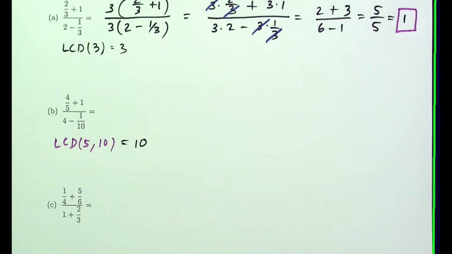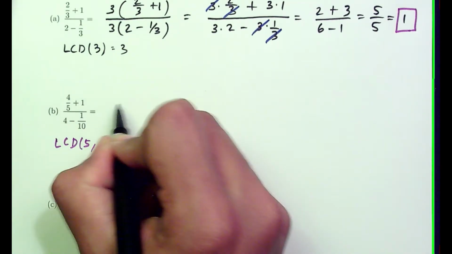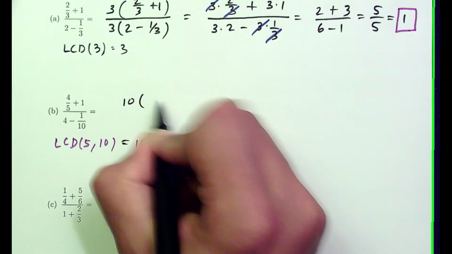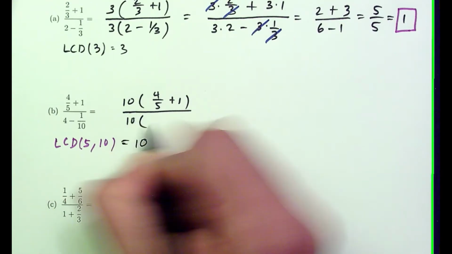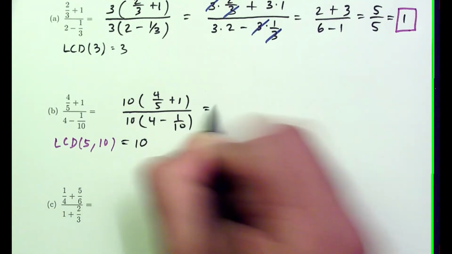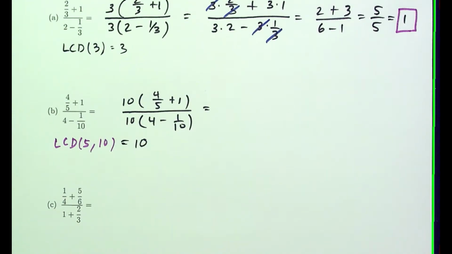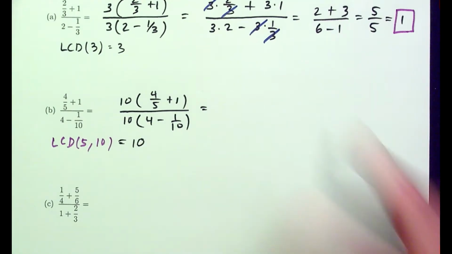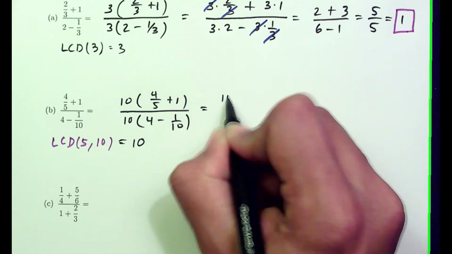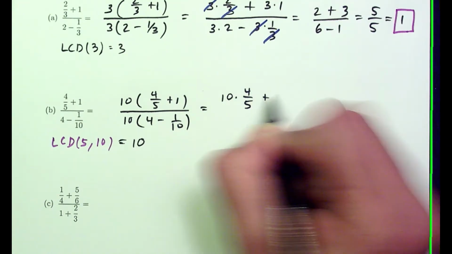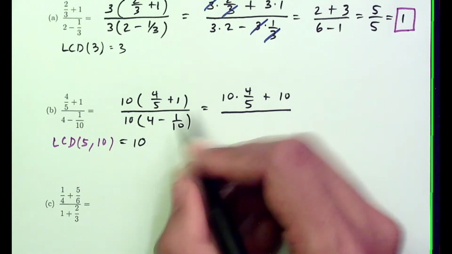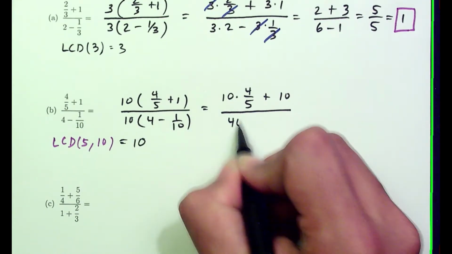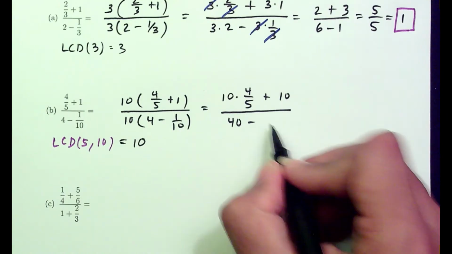So that means that we're going to multiply everything on the top and everything on the bottom by 10. So multiply everything on the top by 10. And you multiply everything on the bottom by 10. Okay, now we're going to distribute. So we're going to have 10 times 4/5 plus 10 times 1, which is 10. And on the bottom, when you distribute, you have 10 times 4, which is 40. And then 10 times 1/10.